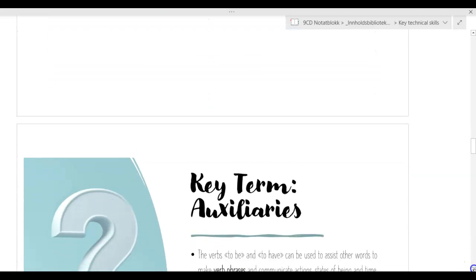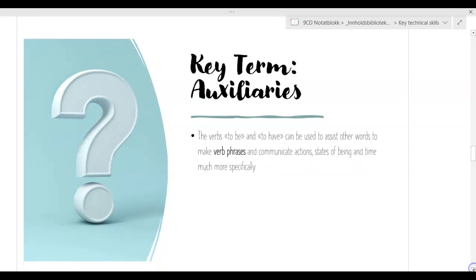Moving on. Key terms, auxiliaries. Okay, this is a kind of a tough word. Auxiliaries. Can you say that with me? Auxiliaries. The verbs to be and to have can be used to assist other words to make verb phrases and communicate actions, states of being, and time much more specifically. Remember we worked with noun phrases? Now we have verb phrases. This is where there are more than one word that make up the verb in the sentence.